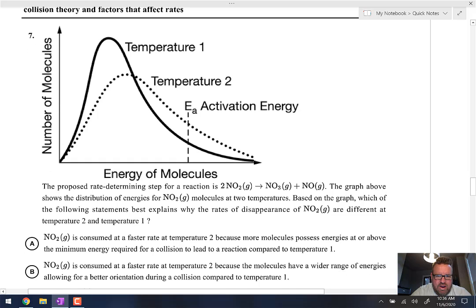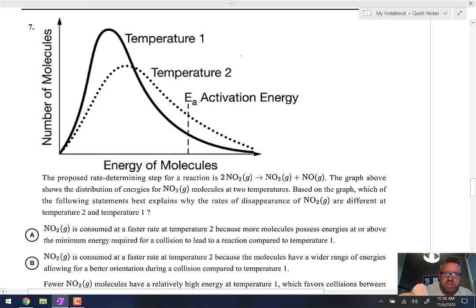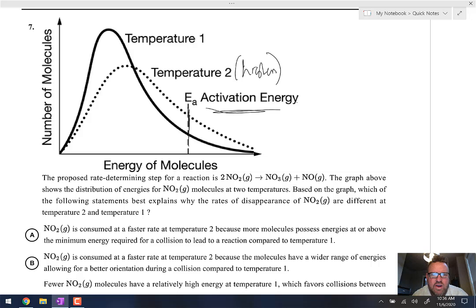Number 7: we can see here's a Maxwell-Boltzmann graph. And we can see that temperature 2 is clearly at the higher temperature. It has more particles that have enough energy to overcome that activation energy barrier. Based on the graph, which of the following statements best explains why the rates of disappearance of NO2 are different at temperature 2 and temperature 1?